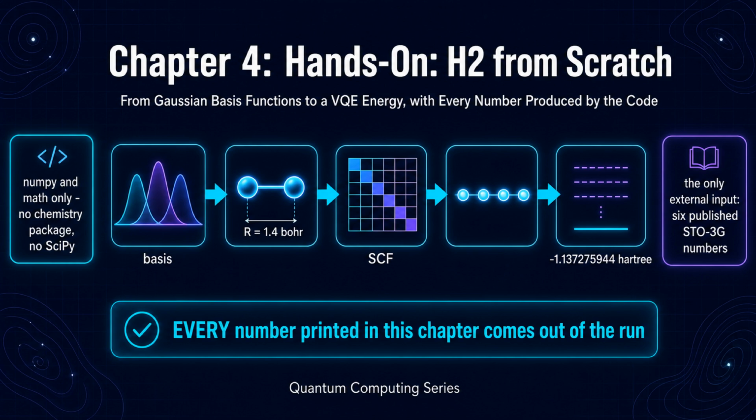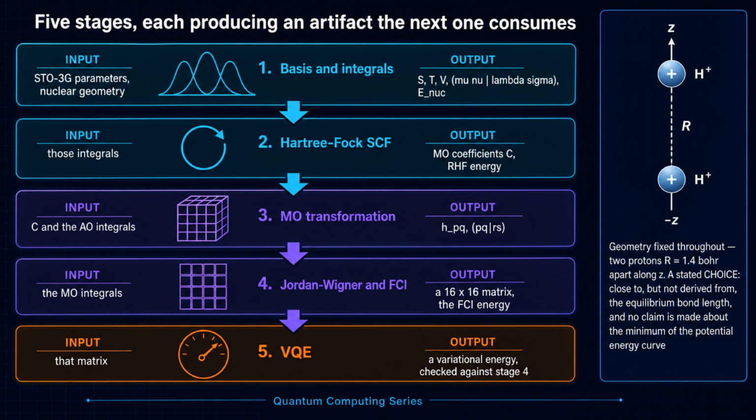Here we take the hydrogen molecule apart down to the integrals, using NumPy and the math module alone. Every number printed in this chapter comes out of the run, which is exactly what makes the final check meaningful rather than decorative. 5 stages, each producing an artifact the next one consumes.